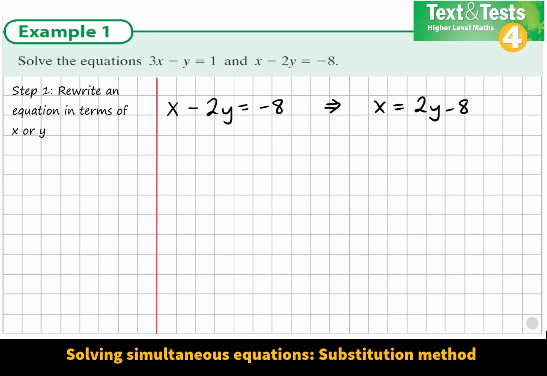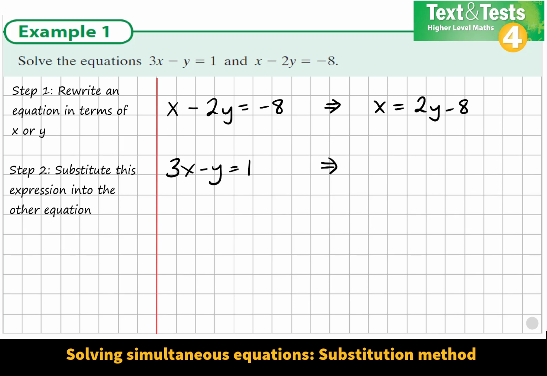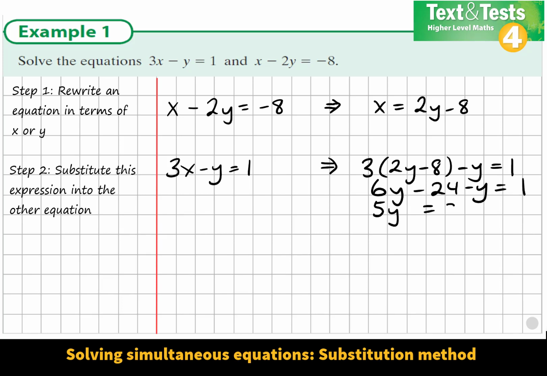Now I could take this expression and use it instead of x in the other equation. So I'm going to substitute 2y minus 8 instead of x in equation 1, the other equation. So it becomes 3 times (2y minus 8) minus y is equal to 1. And multiply out the brackets. I have a 6y and a minus y, so that's 5y. And I add 24 to both sides, so it's equal to 25. So I can see that y is equal to 5.